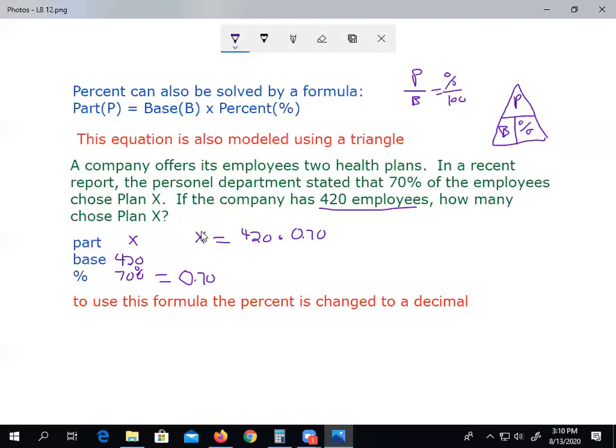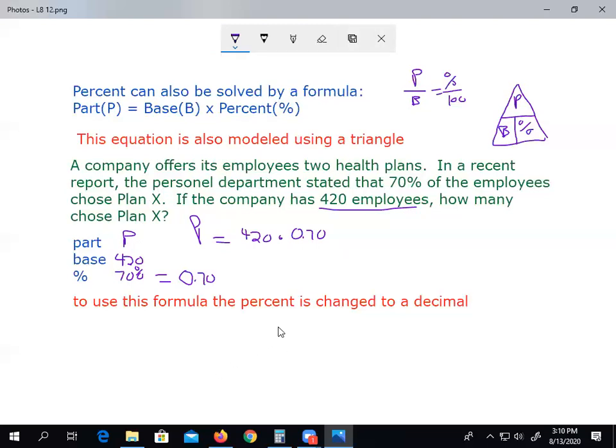And again, you could have left the part as just a capital P if you don't want to put an X there. That's just the unknown. So if you like to put that P there, you can instead of the X. Since I already have a variable, we could just keep it as P because we don't know it. So the P stays in the problem. We replace the base with the 420 and replace the percent with the 0.70.